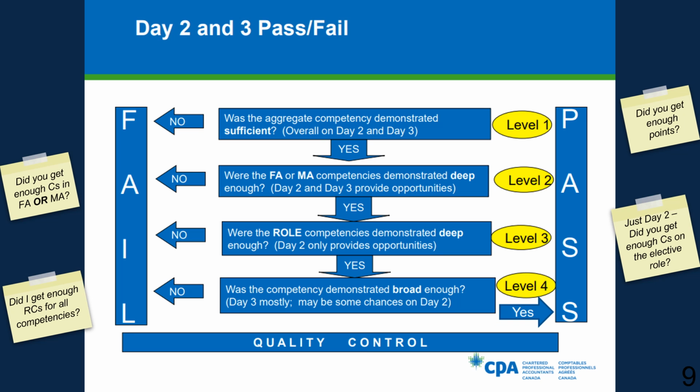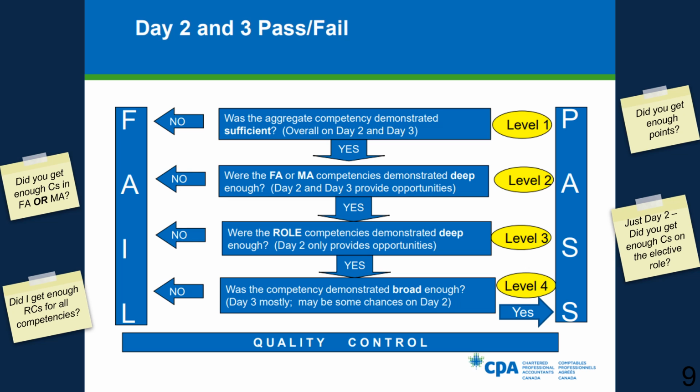So now let's talk about how you actually pass day 2 and day 3. The first question asks, was the aggregate competency demonstrated sufficient? Essentially what they're asking is if you got enough points on the exam. And how you get points on the exam is by reaching competent, competent, or competent with distinction. Each one of those gets you more and more points. However, the point total for a competent answer and a competent with distinction is the same. That's why it's always advised to candidates, if you're not trying to aim for the honor roll, you just need to get a C and move on to the next question.